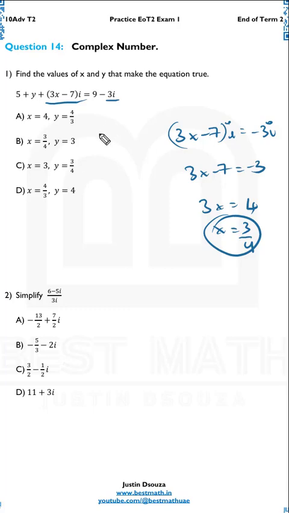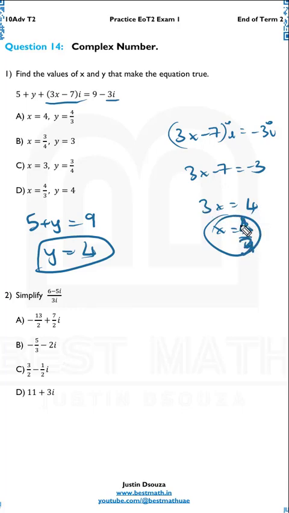And what about the y value? Whatever is the other remaining part, 5 plus y is equal to 9, isn't it? So y is equal to, taking it to the other side, 9 minus 5, which is 4. y is 4. Okay, I just realized this is not 3/4, it's 4 by 3, isn't it? Divide both sides by 3, it will be 4 divided by 3. My bad. So x is 4 by 3, and y is 4. It's option D.